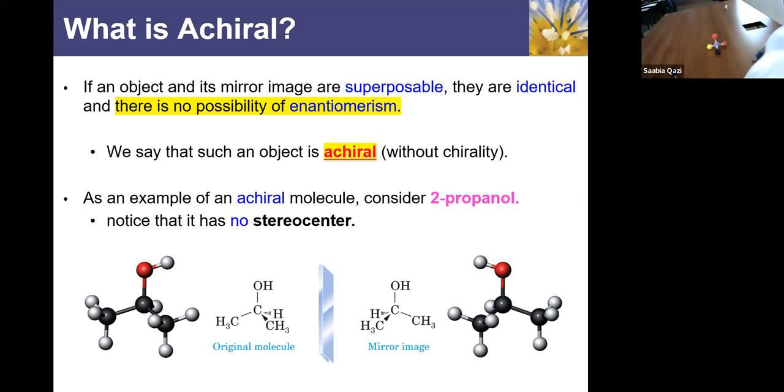So can I say this is chiral? No. It doesn't satisfy the first definition. It should have 4 different groups. So is this carbon a chiral carbon? No. Is this compound a chiral compound? No. So we call them achiral. Now let's test the chirality.